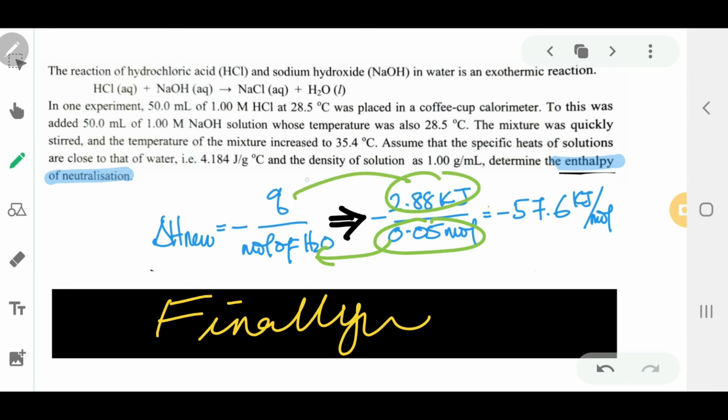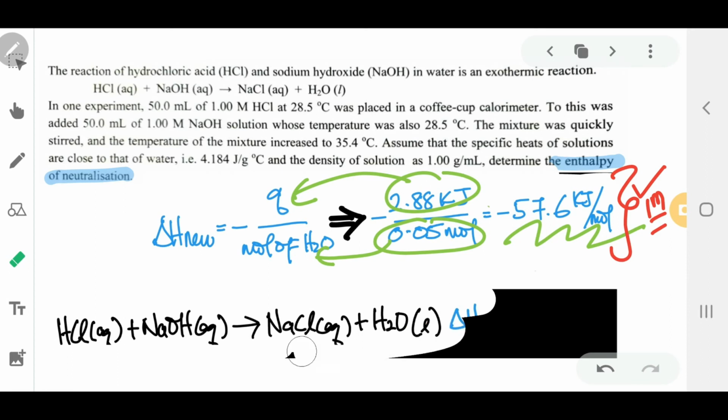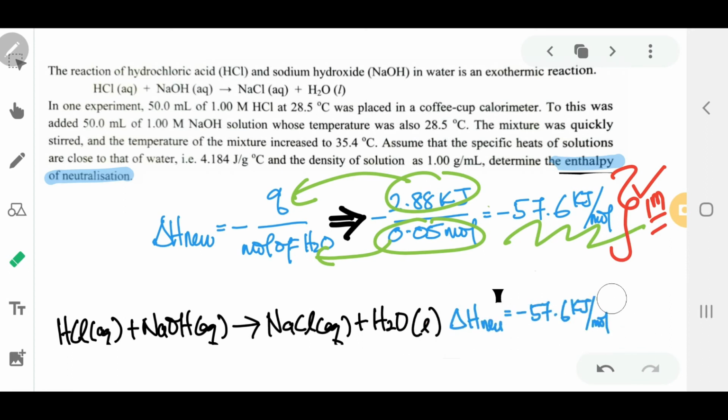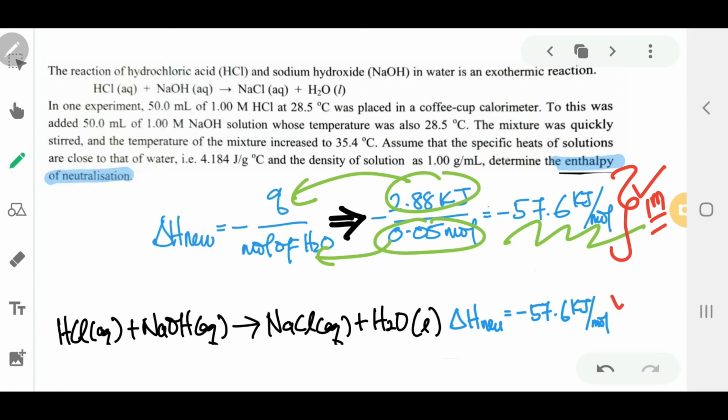And this one is the value of Q. Then you get delta H neutralization equals negative 57.6 kilojoule per mole. You need to have the units written correctly. So this whole thing would give you 1 mark. And finally, to conclude your answer, you're going to write the whole thermochemical equation, like this, and you would be able to get another 1 mark.